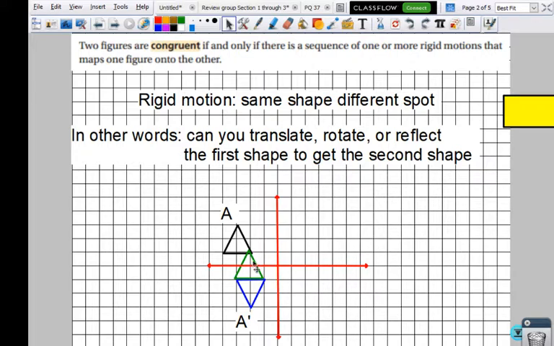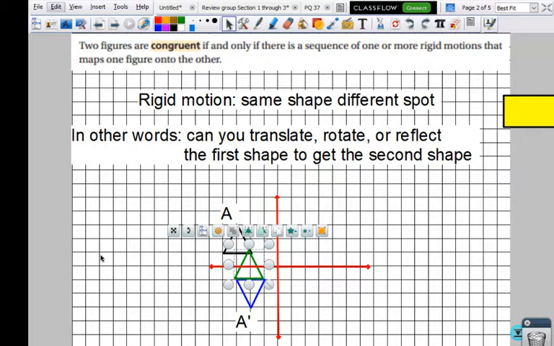Can you only do it from the original position though? What do you mean? Can you only translate and rotate and reflect off of the first image, or can you do it off of the second? Oh, can you go from A prime backwards? No, start at A and then go to A prime. But if you did it the other way, it would work. You just have to write it in opposite order.